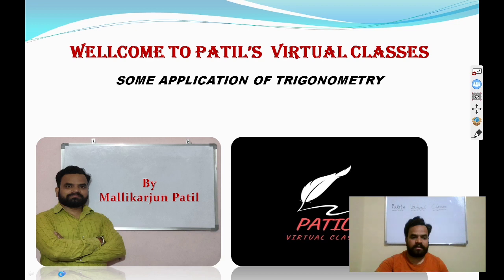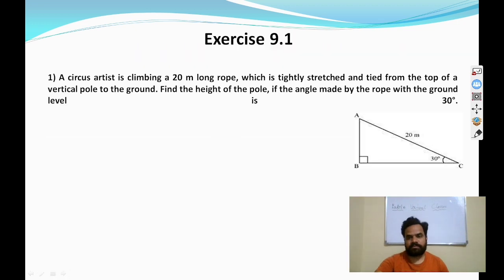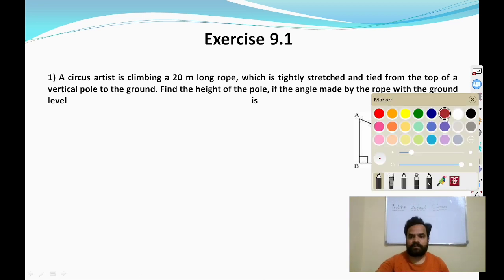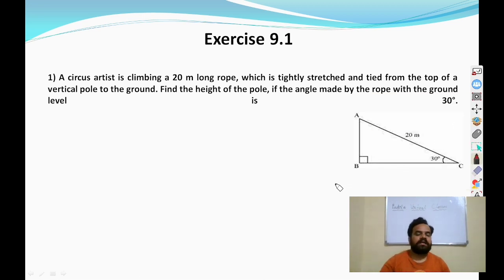So here we go for the first problem. Here is the question. I'm going to read the question. All of you please do observe the question. A circus artist is climbing a 20-meter long rope which is tightly stretched and tied from the top of a vertical pole to the ground. Find the height of the pole if the angle made by the rope with the ground is 30°. Right? So all of you please do observe this diagram.